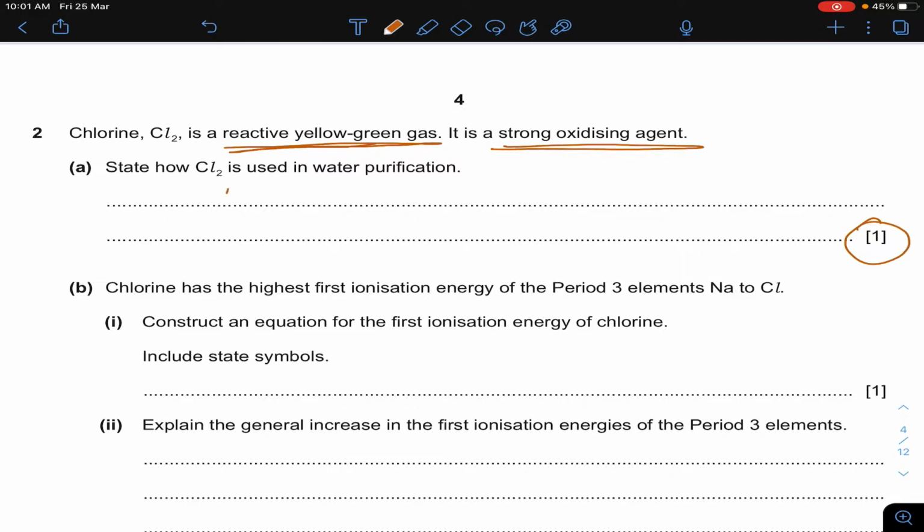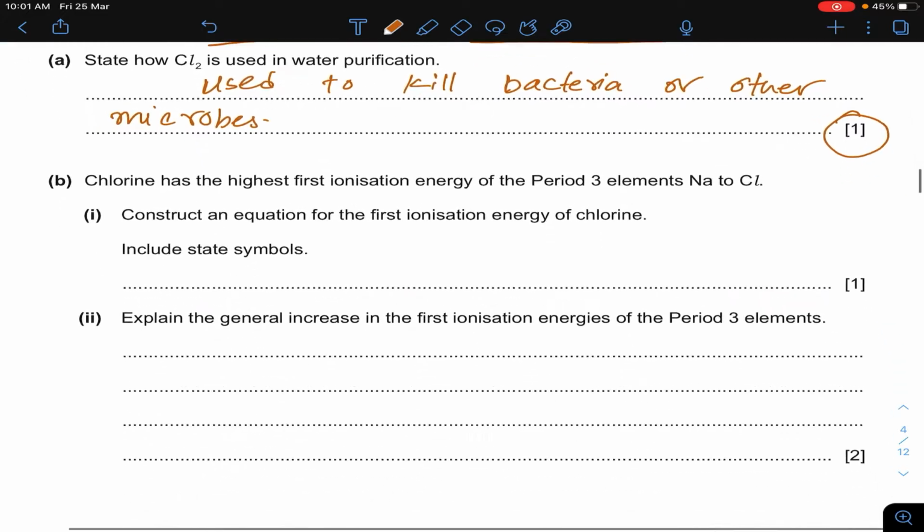It is used to kill bacteria or other microorganisms or microbes. So basically we use chlorine for water sterilization, right? So it kills bacteria by releasing atomic oxygen.